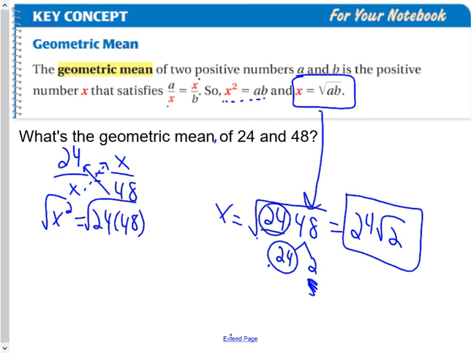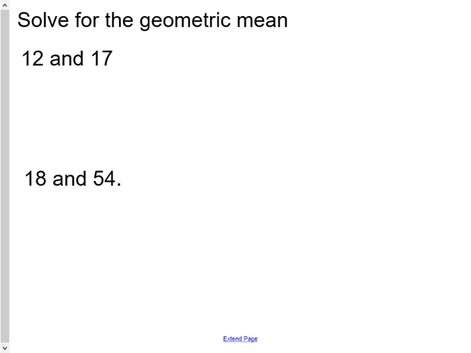A couple more examples of this. Solve for the geometric mean. Again, x equals the square root of 12 times 17. This one's not going to break down as much because 17 is a prime number. So 12 times 17 is the same as 2 times 2 times 3 times 17.